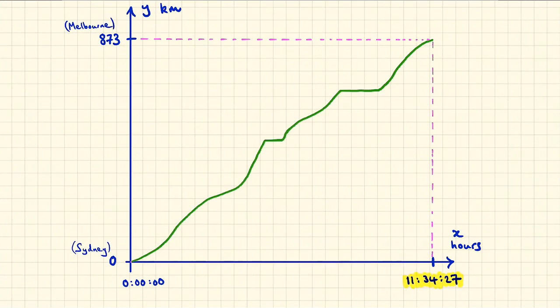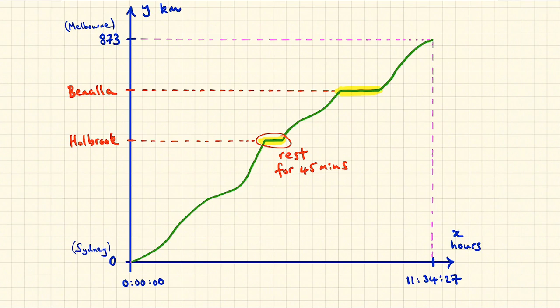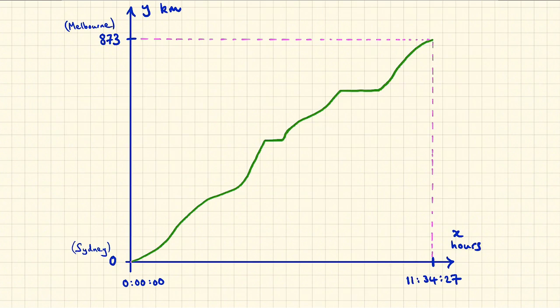At this highlighted part of the journey, where the graph is flat, the car isn't moving and I'm at Holbrook, just over halfway to Melbourne, having a rest. Here's another flat part and I'm at Benalla having an even longer rest. Even though there's a lot of fluctuation, including periods of not moving, we can still ask about the overall average rate of change associated with this journey.